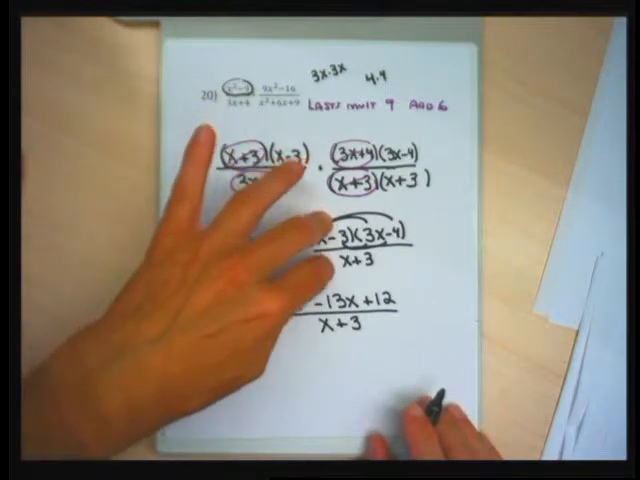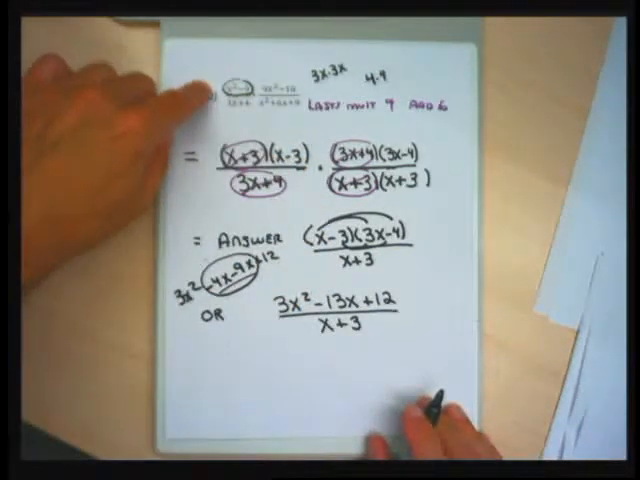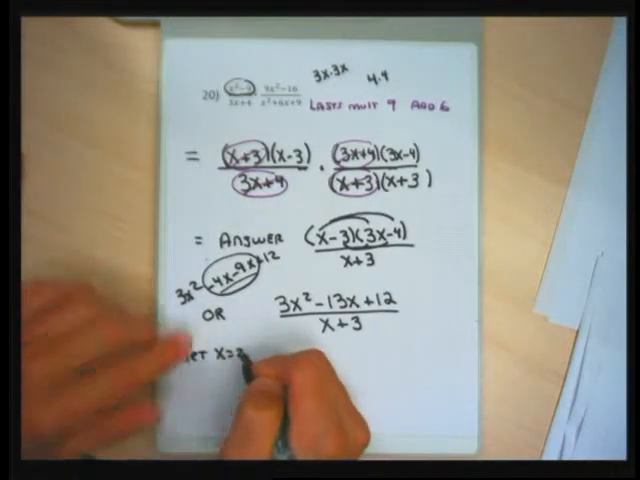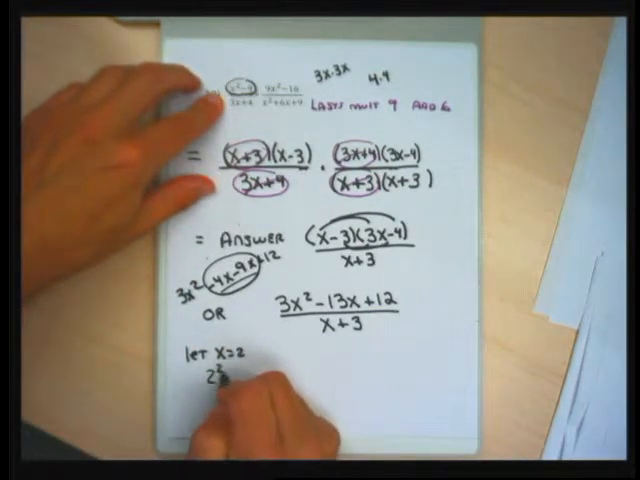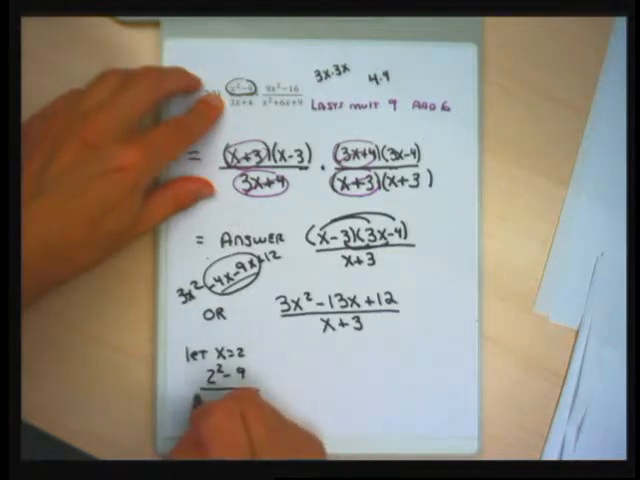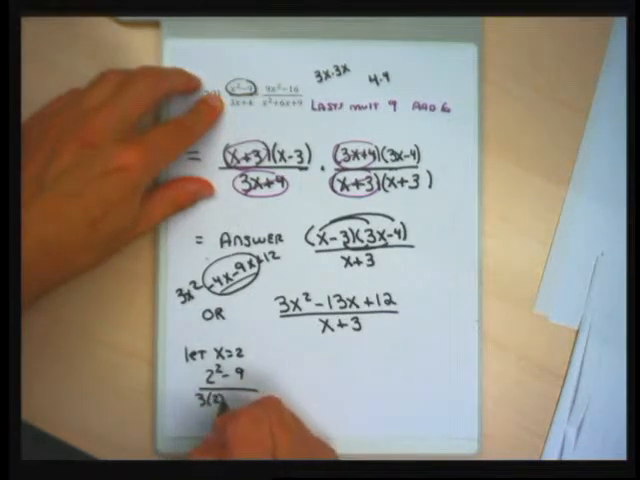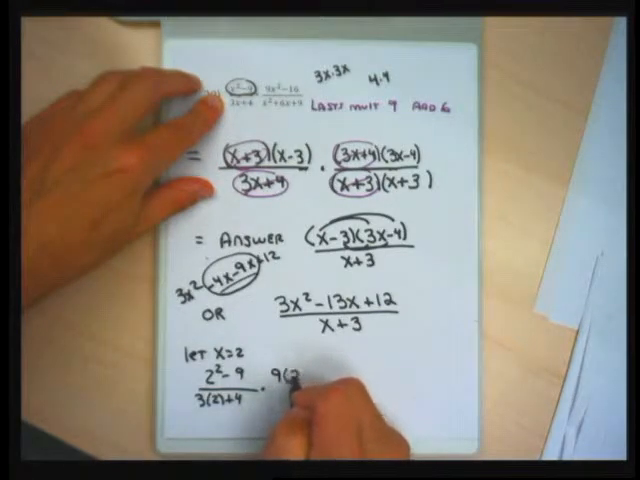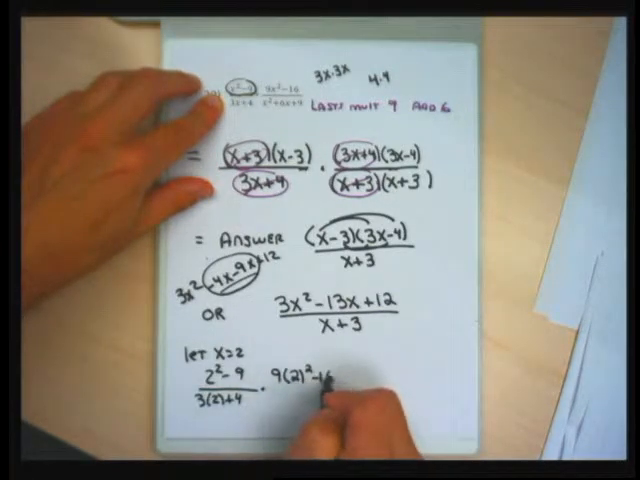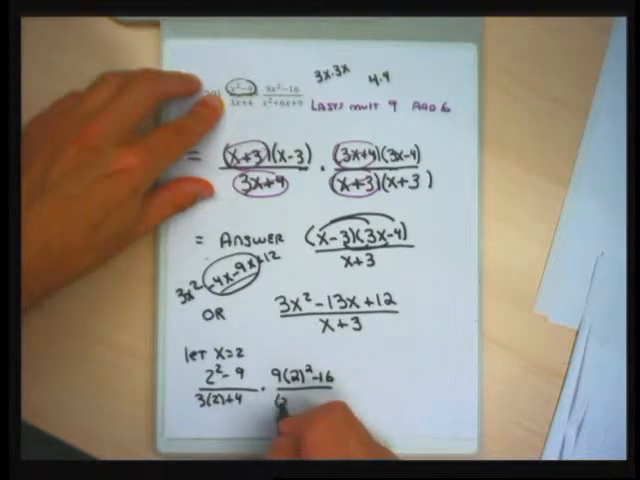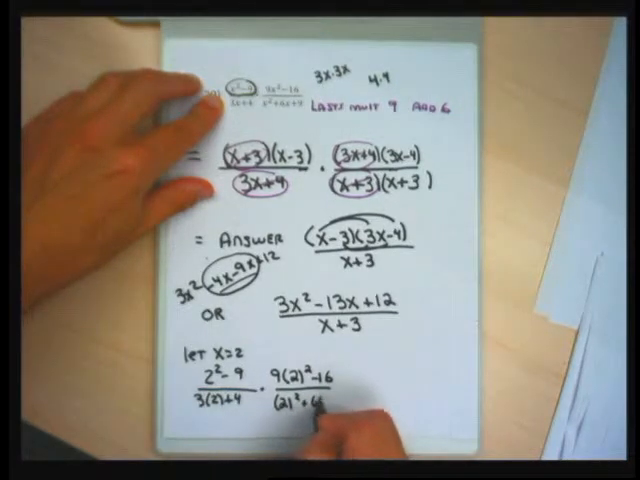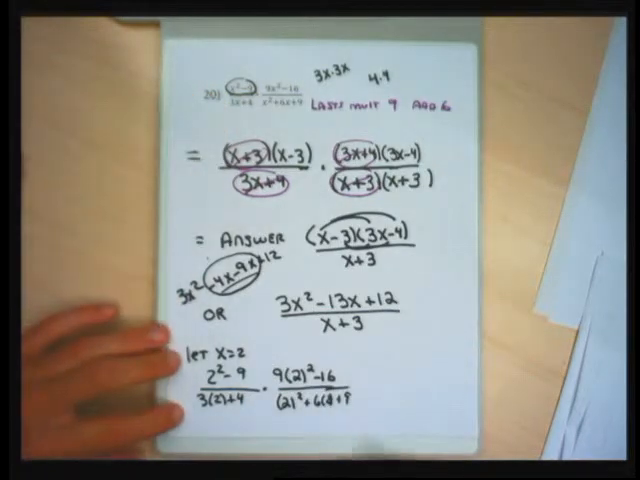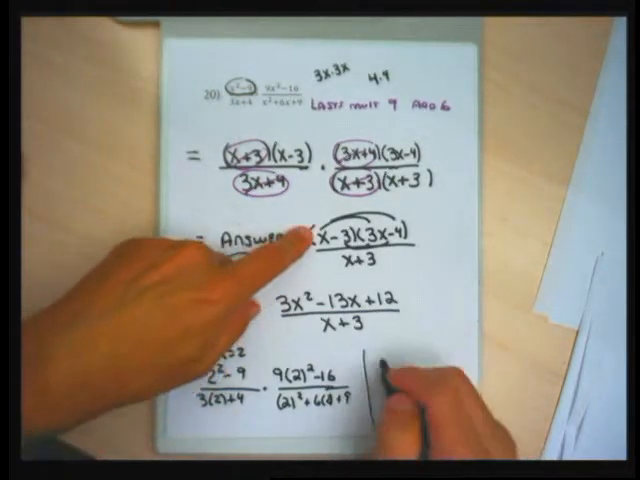I'm going to use this answer for my checking. I'm going to plug in 2 for x, and hopefully I haven't made a mistake. So I'm going to go 2 squared minus 9 over 3 times 2 plus 4 times 9 times 2 squared minus 16 over 2 squared plus 6 times 2 plus 9. So I'm going to plug 2 into the original problem, and I'm going to plug 2 into my answer.